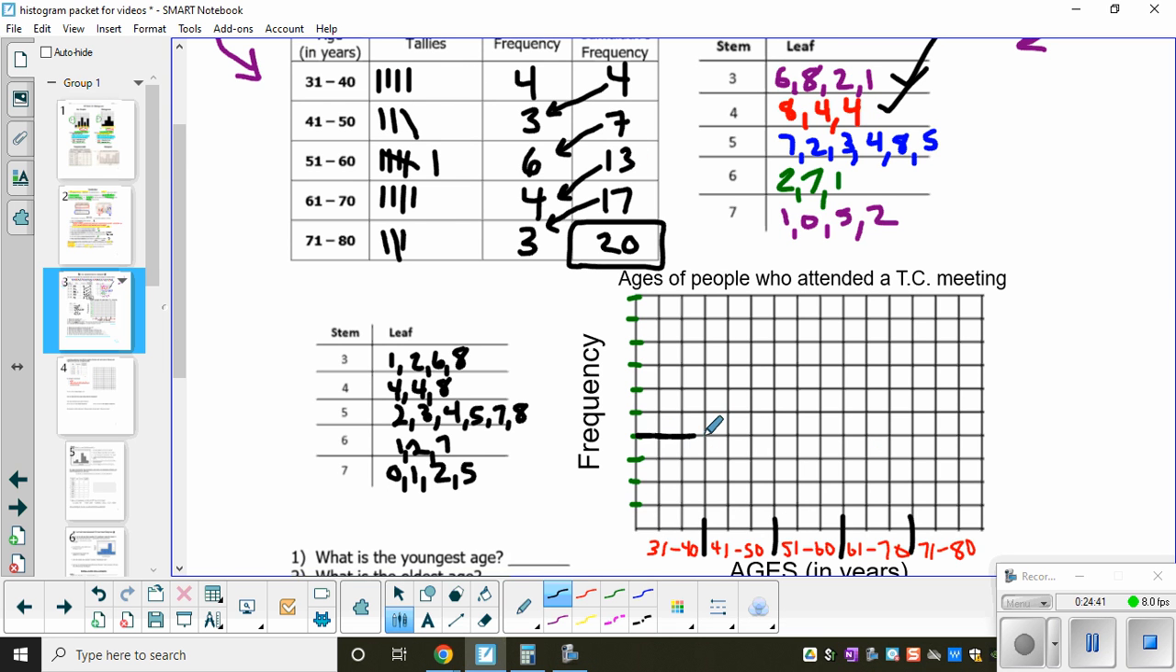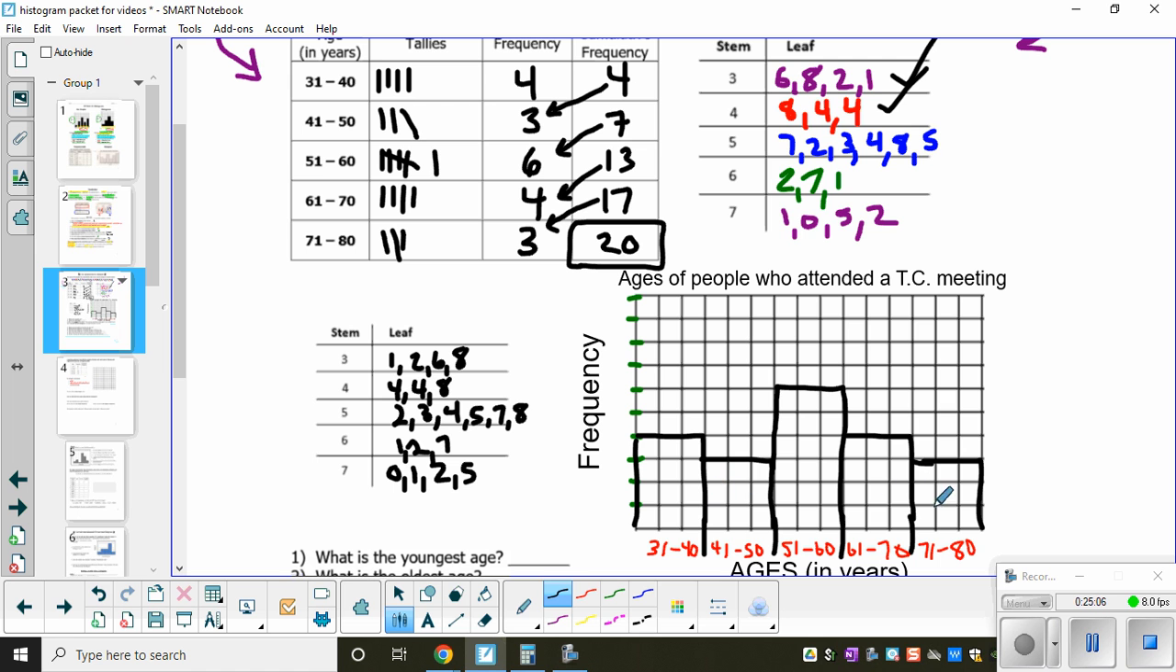So 1, 2, 3, 4. If you want to draw a line here and then bring a line down, cool, that's the first bar. Then the next one had 3 in it. So see how I draw my line here and here. Then we had 6. So 3, 4, 5, 6 would be here. All right, then the next one was 4 again. And then the last one was 3.